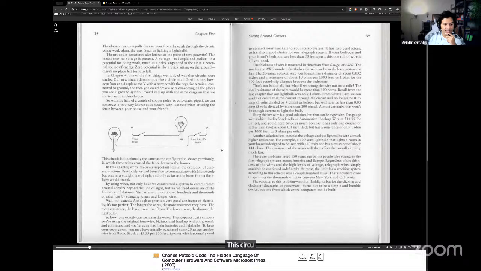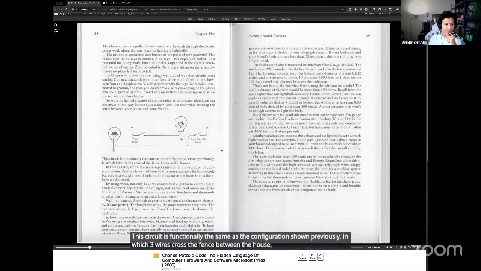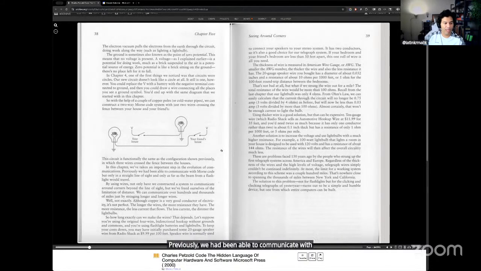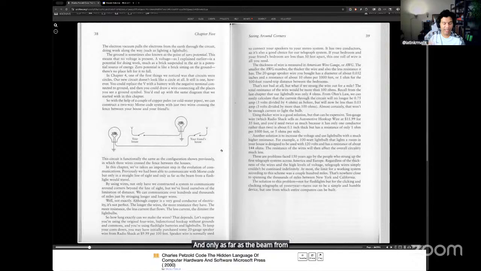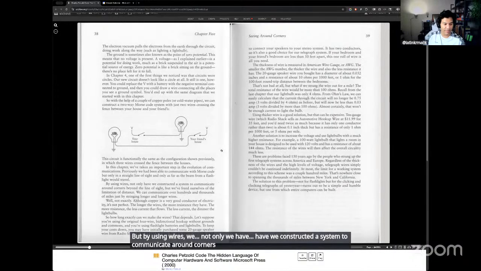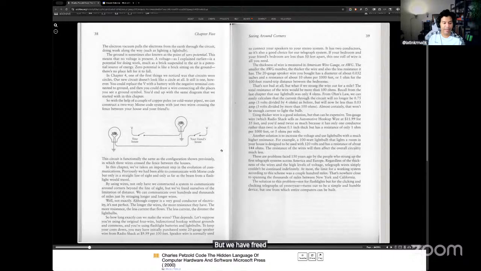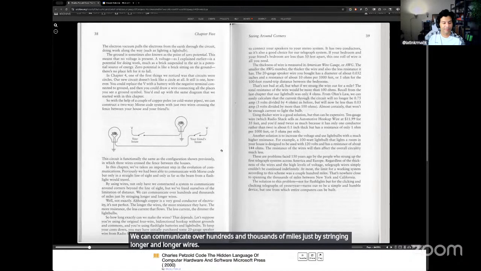This circuit is functionally the same as the configuration shown previously, in which three wires cross the fence between the houses. In this chapter, we have taken an important step in the evolution of communications. Previously, we had been able to communicate with Morse code, but only in a straight line of sight and only as far as the beam from a flashlight would travel. But by using wires, we have constructed a system to communicate around corners beyond the line of sight, and we have freed ourselves of the limitation of distance. We can communicate over hundreds and thousands of miles just by stringing longer and longer wires.